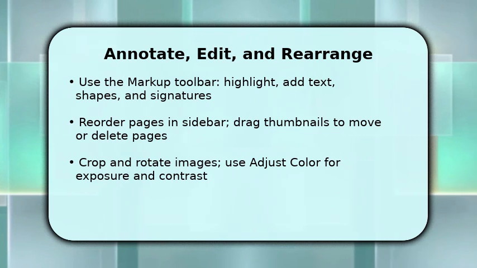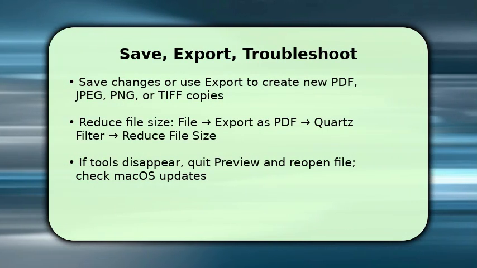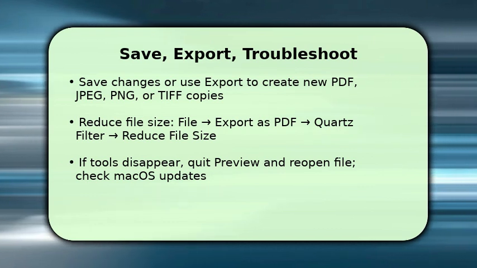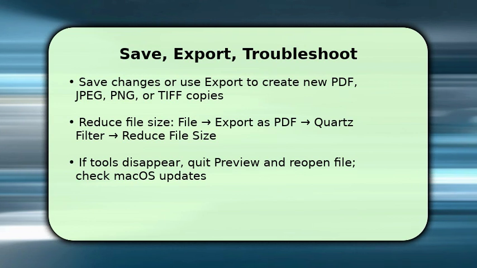You finish by saving or exporting the file in the format you need. Choose Export to make a new copy without overwriting. Once done, pick the correct export settings, PDF for documents, JPEG or PNG for images, and use the quartz filter to reduce file size when necessary.